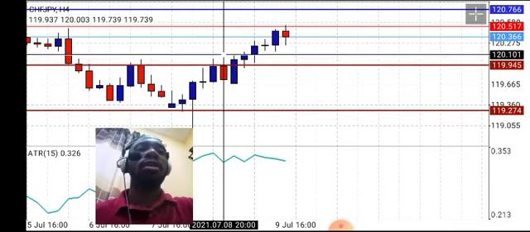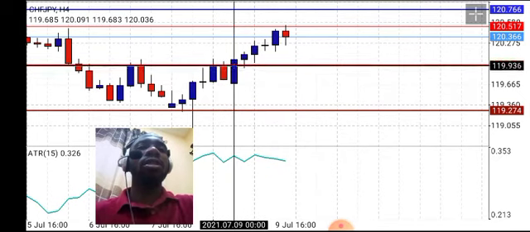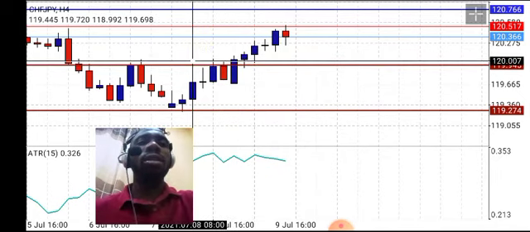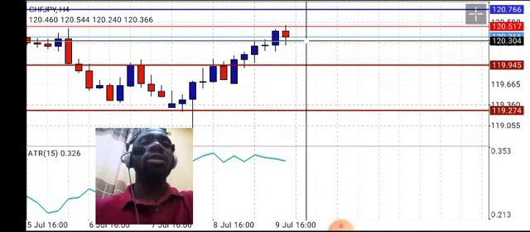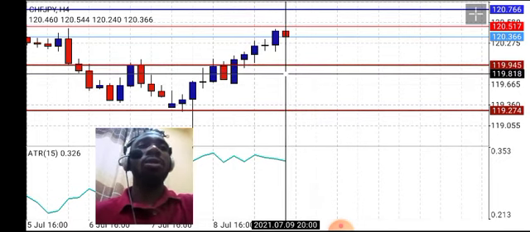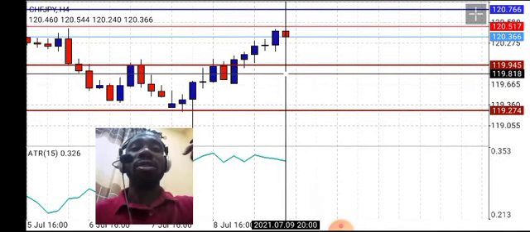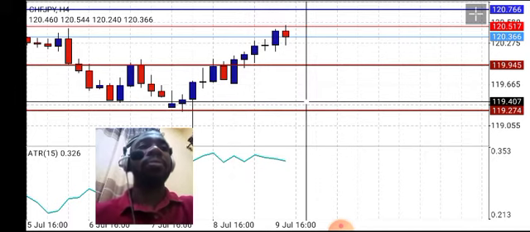You can see after the break above that level, this candlestick closed above. So these two levels have become a support level. So if the market successfully breaks and closes below the support level, that will be a good price to consider selling CHF JPY. Let's move to the next pair.